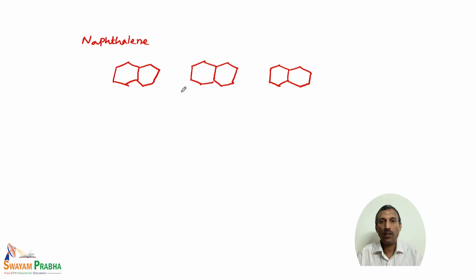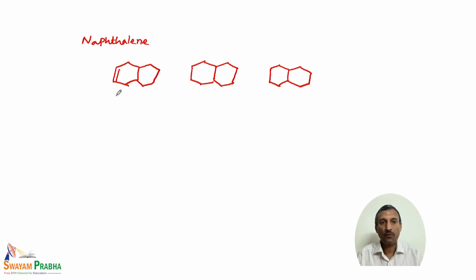So we have three structures possible for naphthalene as resonance structures. How to draw the double bonds? The simplest thing is to start from the vertical bond. First draw one vertical double bond, and based on that we can fill in the rest of the molecule.